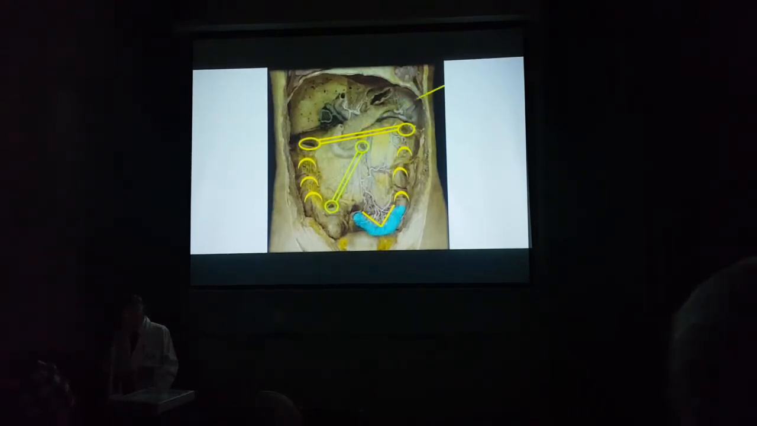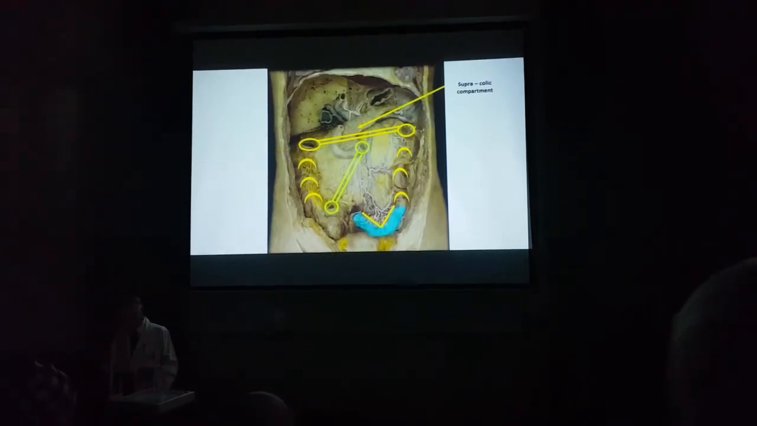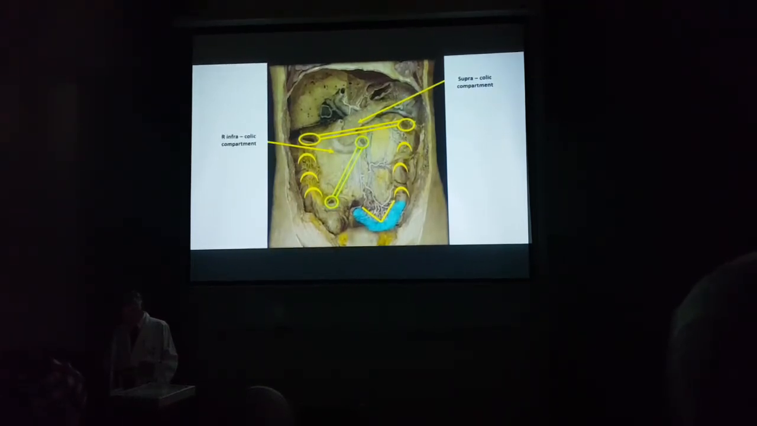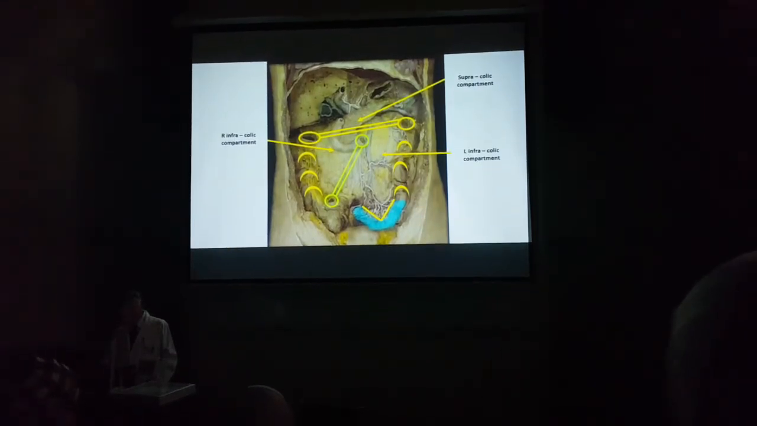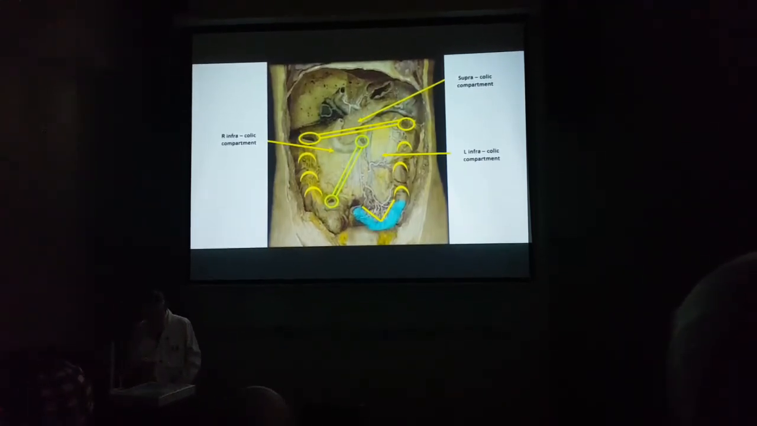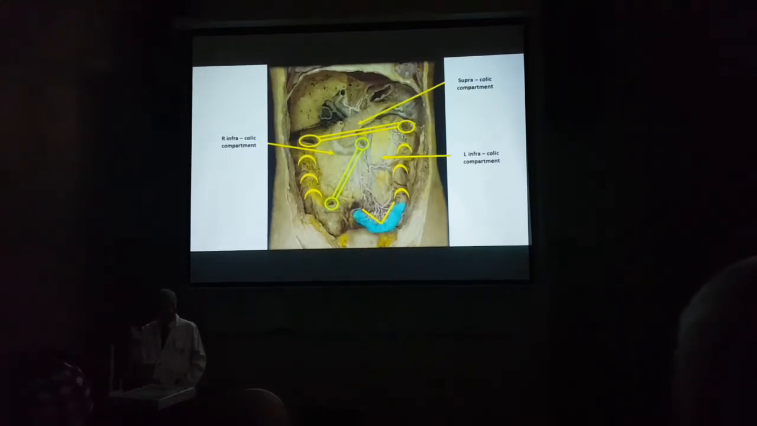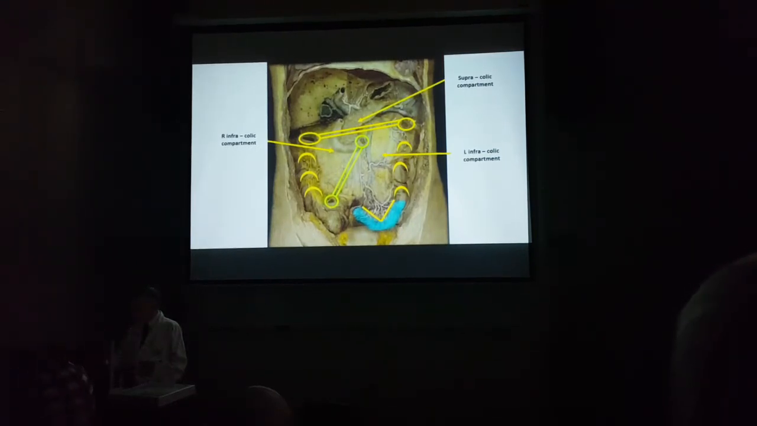Now, this part of the greater sac is called the supracolic compartment. This part of the greater sac is called the infracolic compartment. There is one on the right and there is one on the left. So what are the compartments of the abdominal cavity? It is supracolic and infracolic. Infracolic is divided into right and left.